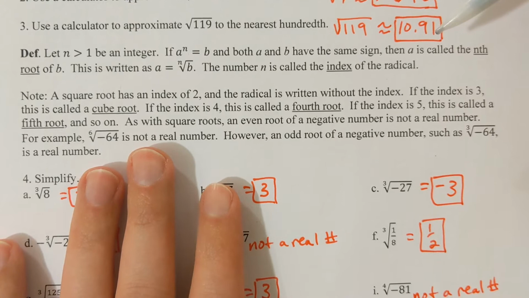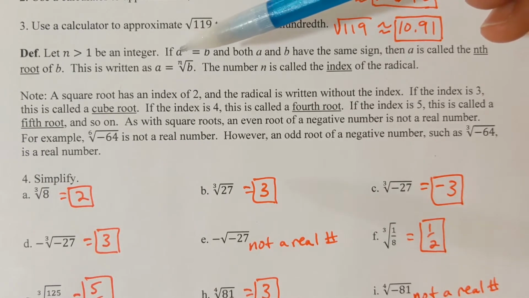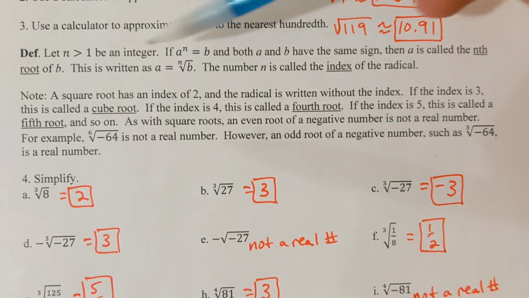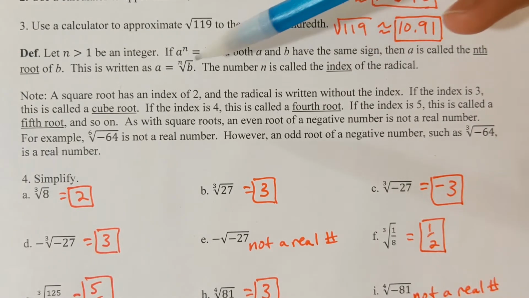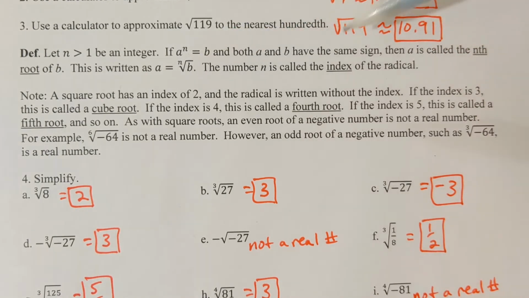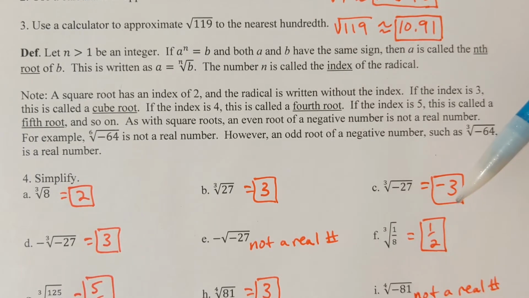Here's a definition. Let n be greater than 1 and let n be an integer. An integer is a counting number, okay, so some counting number that is bigger than 1. If a to the n equals b, and both a and b have the same sign, then a is called the nth root of b. For notation, this is the radical form that we'd use to represent the nth root of b. The number n is called the index of the radical.